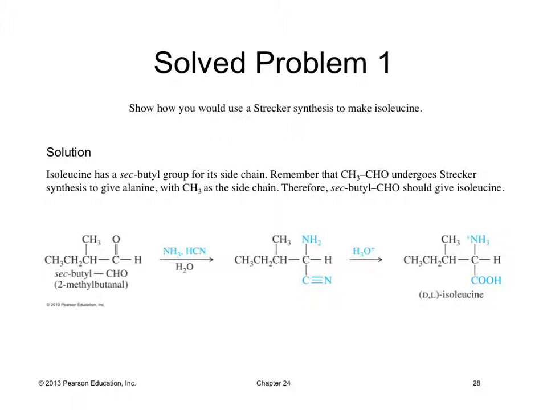Isoleucine has a sec-butyl group, so you want to attach that to the aldehyde, and then you're going to treat it with ammonia, HCl, H2O. This will generate the amino nitrile, and then in the presence of H3O+, this will generate the DL-isoleucine.